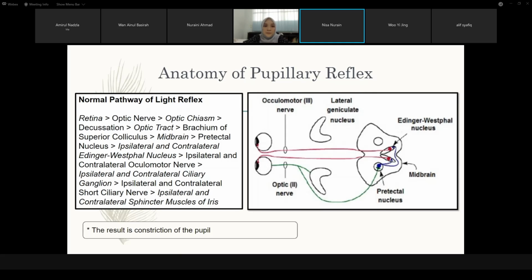Okay, so anatomy of pupillary reflex starts when the light goes through the retina, and then it will be sent to the optic nerve, flow to the optic chiasm, and then the information will be decussated like I explained before. Then it flows to the optic tract, goes to the brachium of the superior colliculus, and then to the midbrain, pretectal nucleus, and then goes to the ipsilateral and contralateral Edinger-Westphal nucleus, ipsilateral and contralateral oculomotor nerve, ipsilateral and contralateral ciliary ganglion, and then the ipsilateral and contralateral short ciliary nerve, and then the ipsilateral and contralateral sphincter muscle of iris, which results in constriction of the pupil.